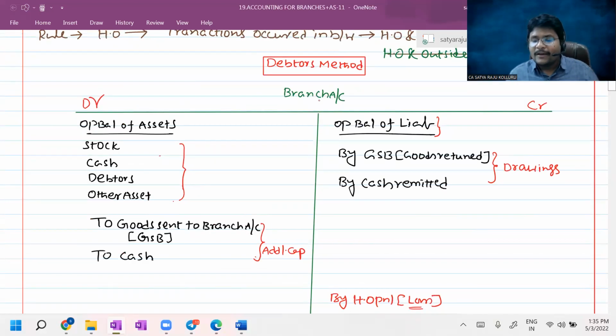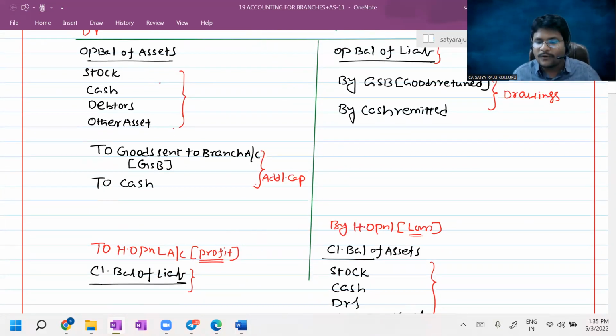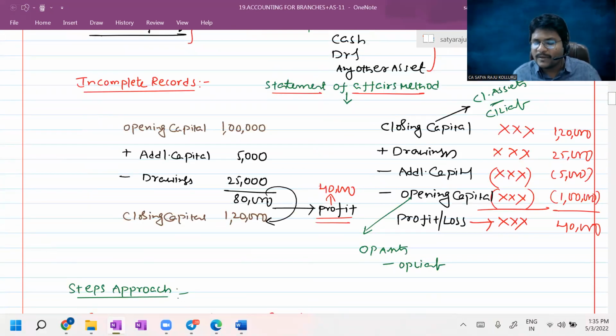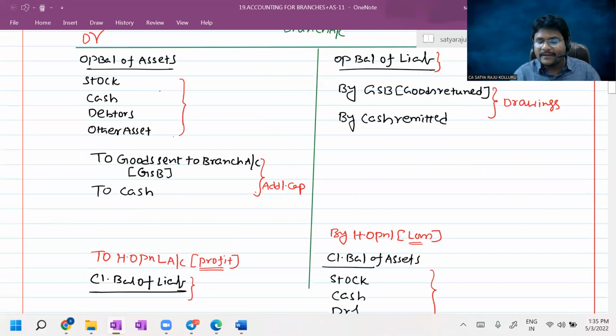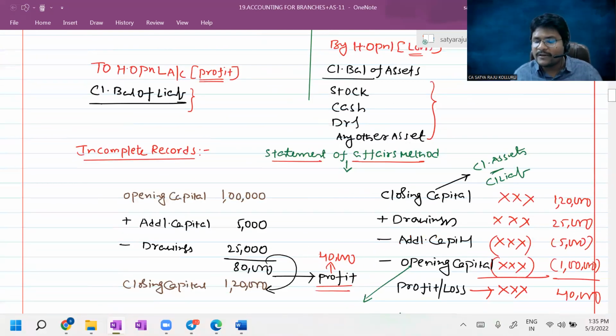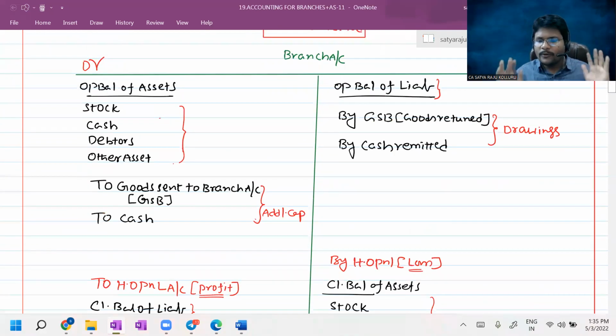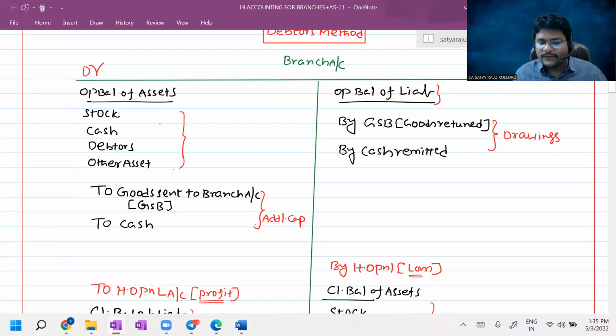You may be surprised how we can ascertain this profit or loss without knowing any single expense or income of that particular branch, sir. The logic I already told you. In case of incomplete records under the statement of affairs method, without knowing the income and expenditure of that particular entity, how can you derive the profit or loss for that particular period? The same logic you can apply here. That is closing capital plus drawings minus additional capital minus opening capital. Then automatically you get the profit or loss of that particular entity, of that particular branch. Hope you understand, guys.